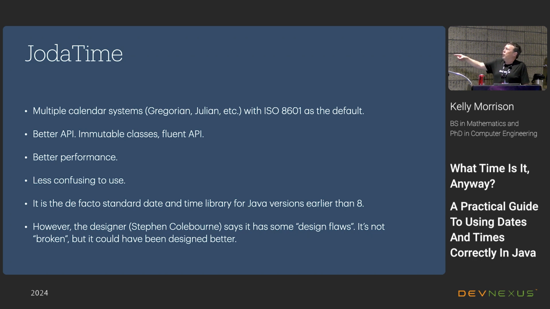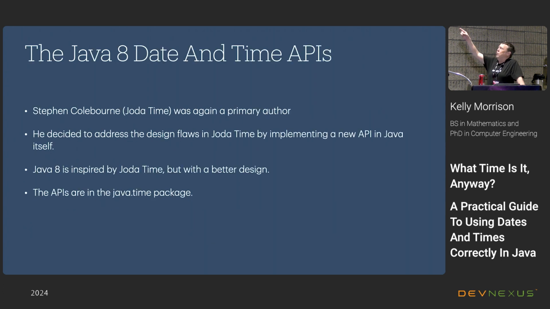And the designer of Joda-Time was a guy named Stephen Colebourne. And even though Joda-Time was a lot better, after implementing this library he still thought there were some design flaws in it. It works, but it's still not as good as it could be. It could have been handled a little bit better. So he got a chance to do that. He actually worked on the Java 8 date and time API. They didn't just take Joda-Time and slap it into Java.